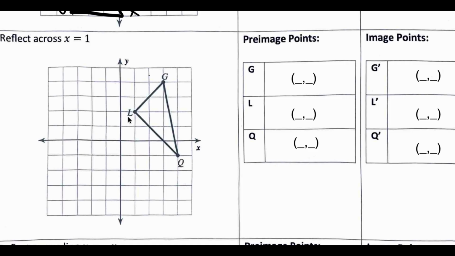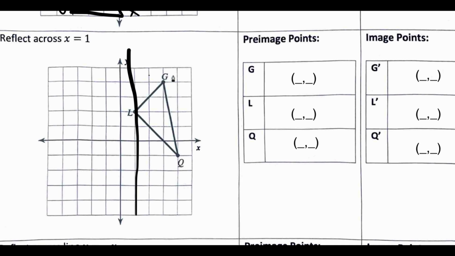So x equals 1 is going to be a vertical line, which is just going to cross the x-axis right there. Oh, that was a little crooked, but right about there. So when we're reflecting across a line, whether it's vertical or horizontal, each point on the shape is going to be the same distance from the line that it is on the other side.